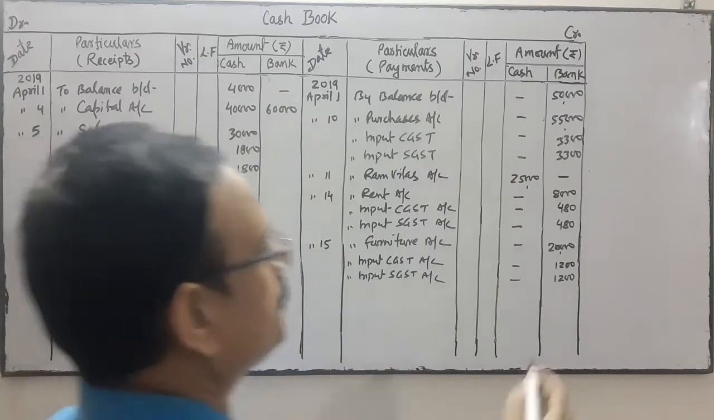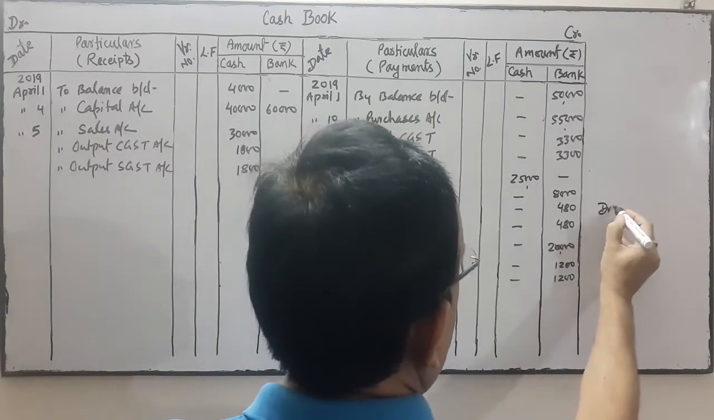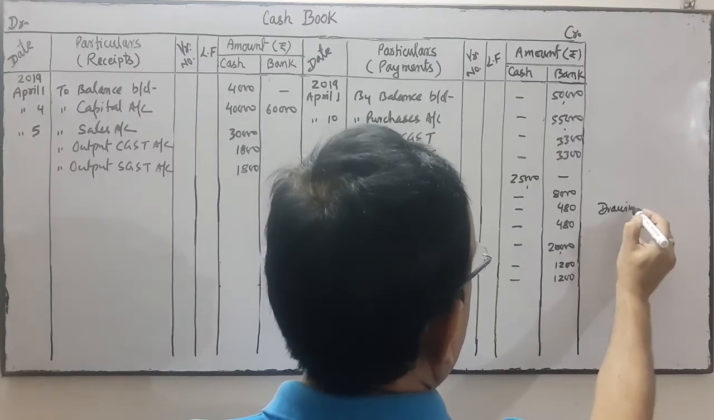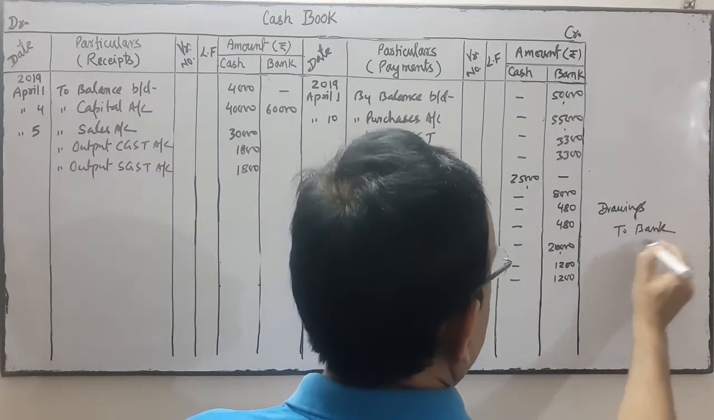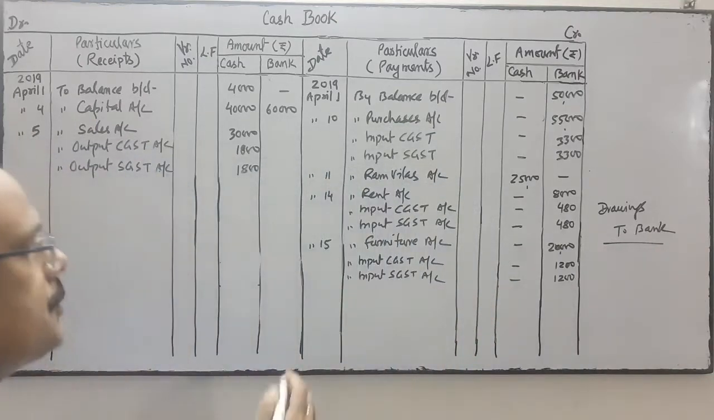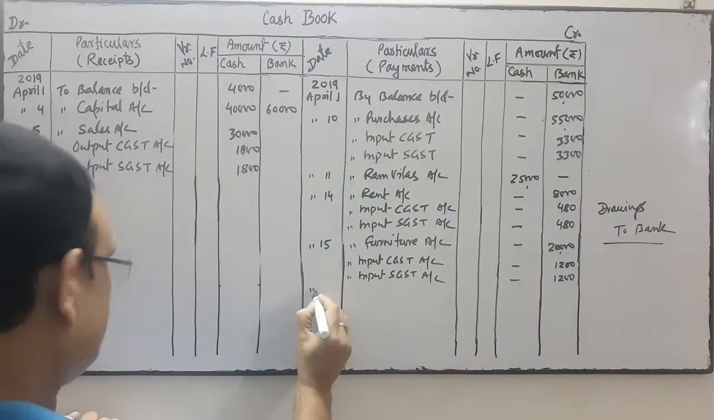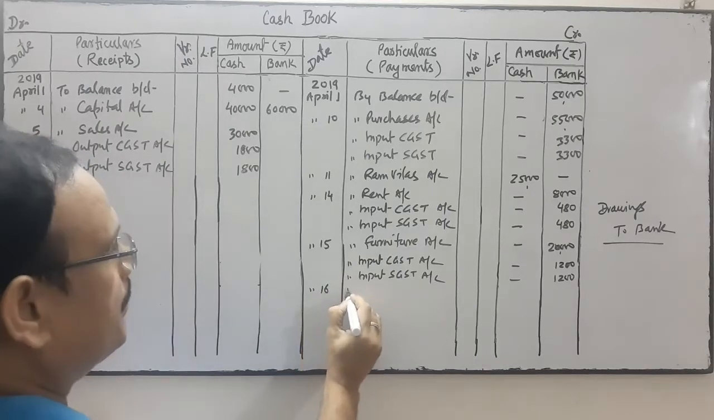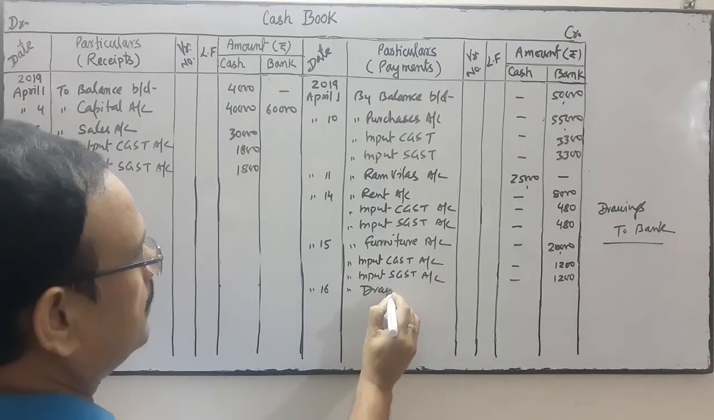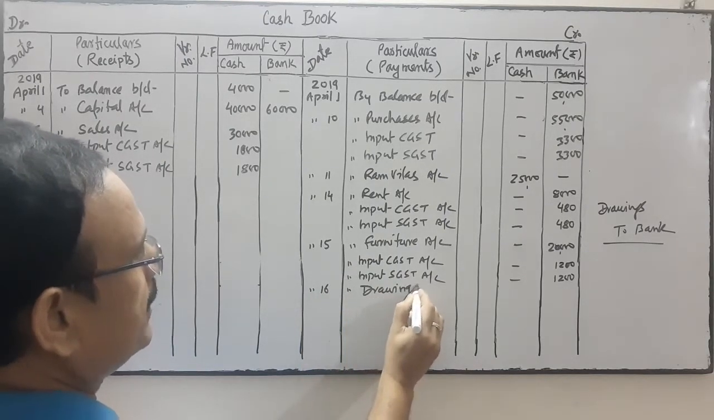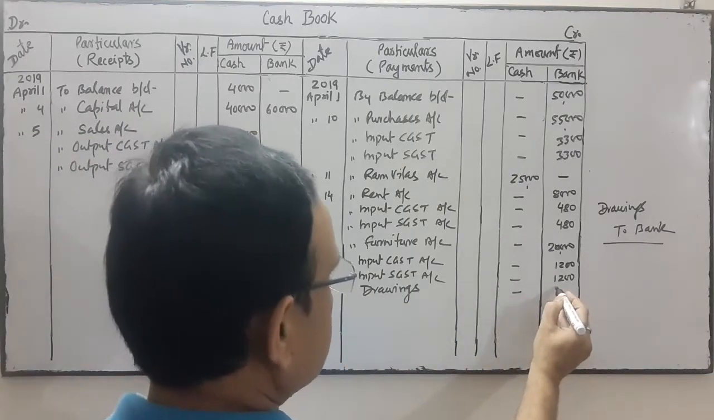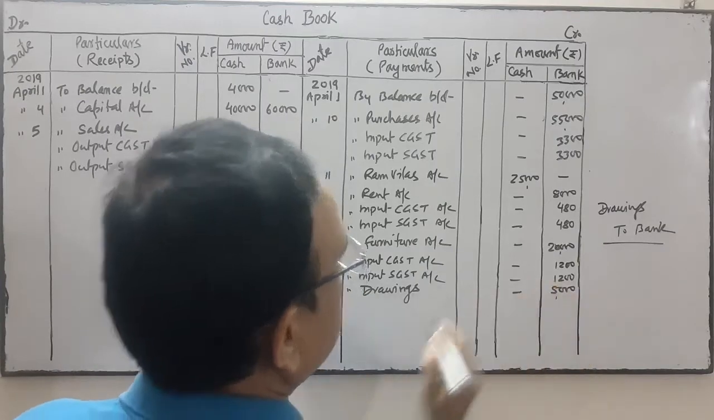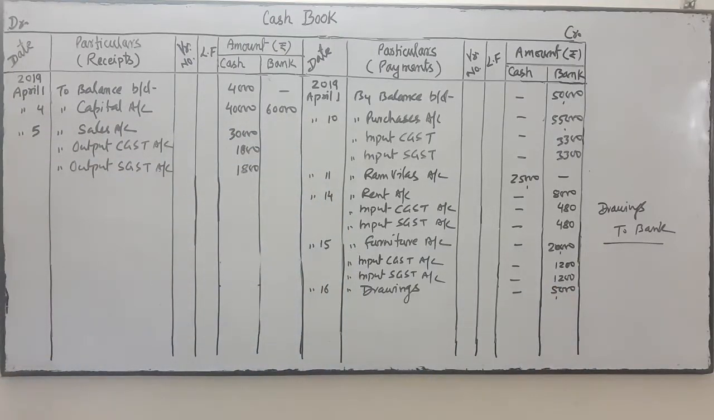check for personal use. So drawings account debit. When we withdraw the money from bank for personal use, so drawings to bank. So bank is on credit. So this side will post on 16 by drawings. How much amount? In the column of bank, 5,000.